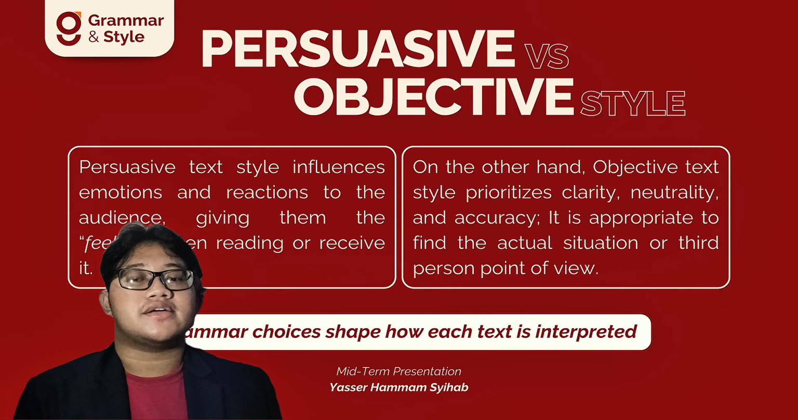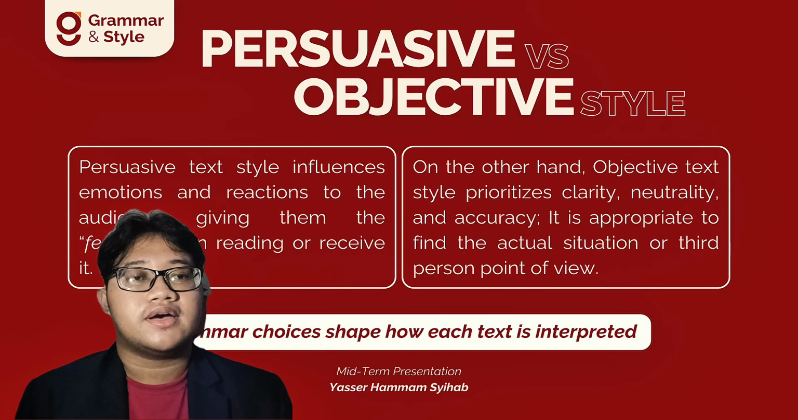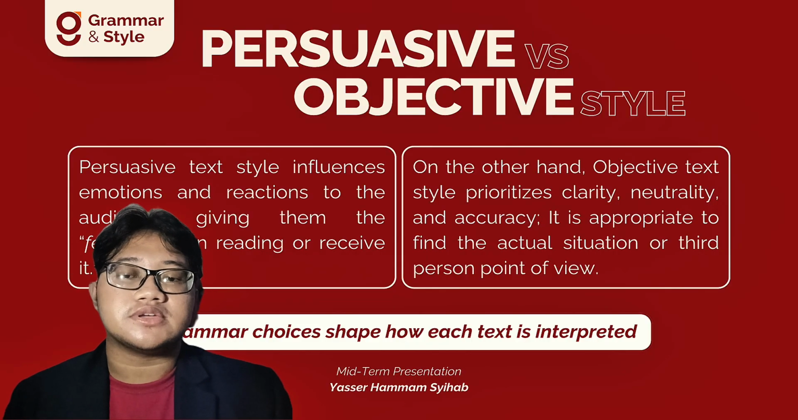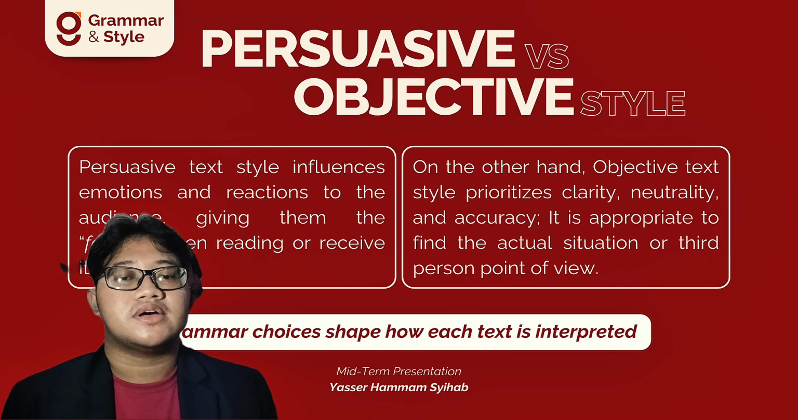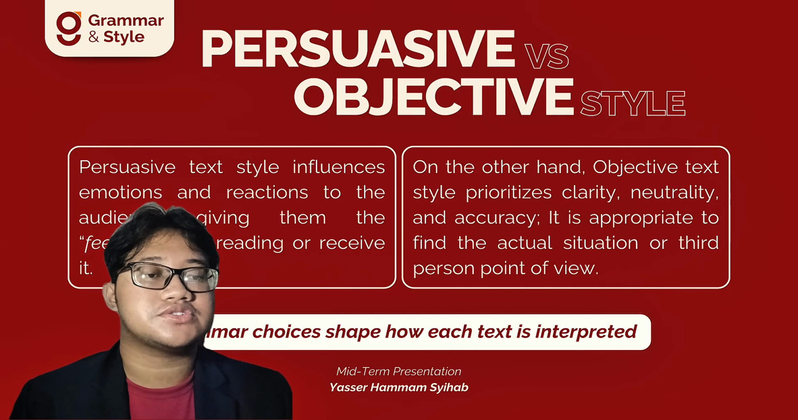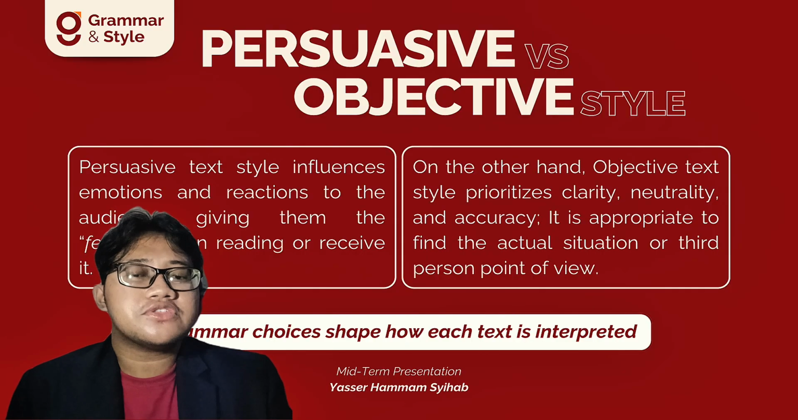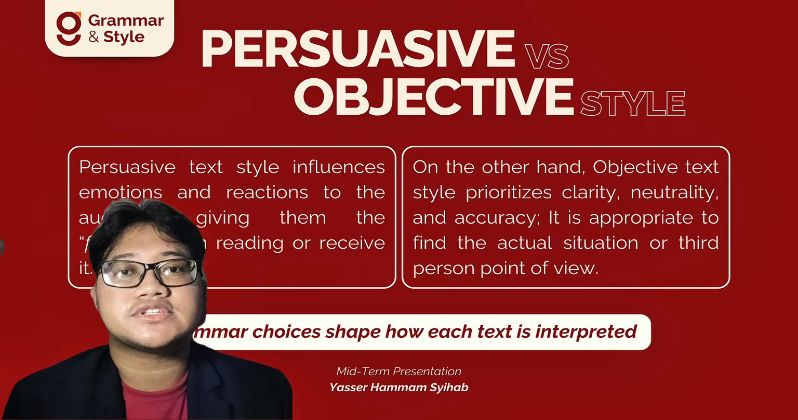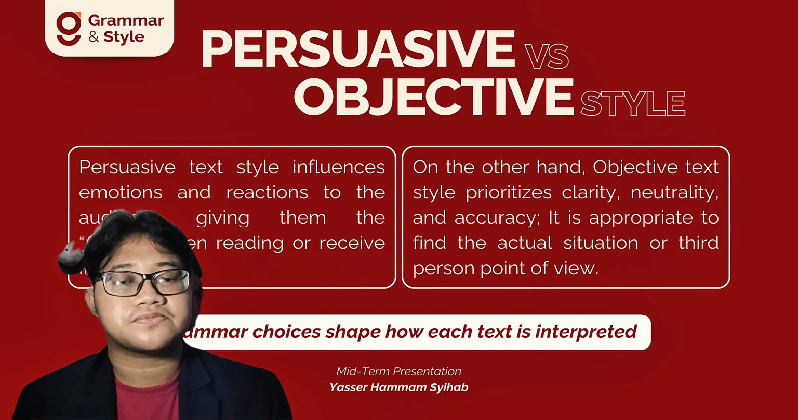On the other hand, my objective version aims to inform, using passive voice, precise vocabulary, and a balanced tone, which makes the text more suitable for official communication. Even though both texts describe the same event, they serve different audiences and purposes.